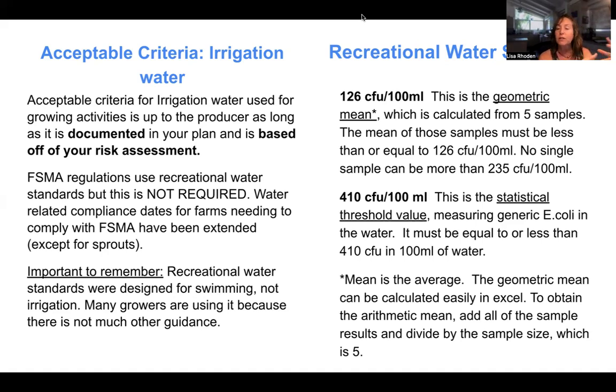There's also what is called the STV, or statistical threshold value. This measures the generic E. coli load in the water. We want to see that at 410 CFUs or less in 100 mils. When we do this with you, we typically look at, of course, one sample at a time, and then we can calculate the mean after we've gotten a couple samples together. But generally, because we have these single sample data points, we can tell kind of where this is going to fall.